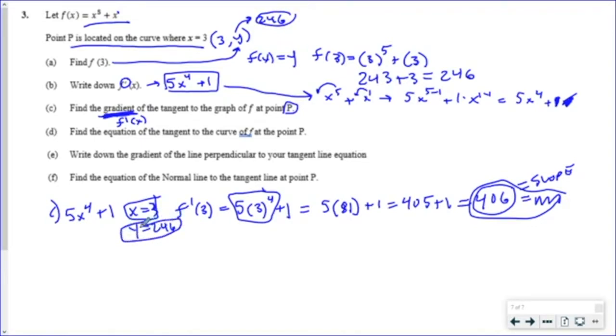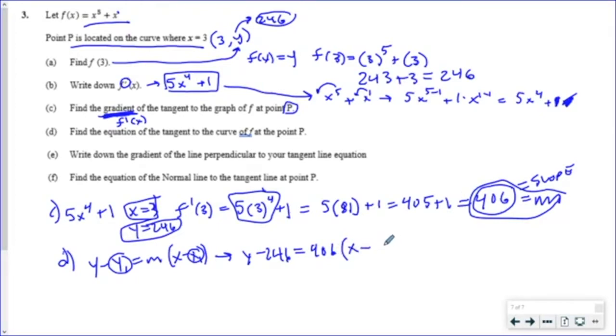Okay. Now I can start writing equations. So part D, find the equation of the tangent line. That's all it's asking for. Use this. Don't make it more difficult than it already is. So I just put in my point here, and then put in my slope. And that's the answer. So y minus y1, 246. Y minus 246 equals my slope, 406, times x minus my x value, 3. This is the answer. Okay? Don't make your life complicated.